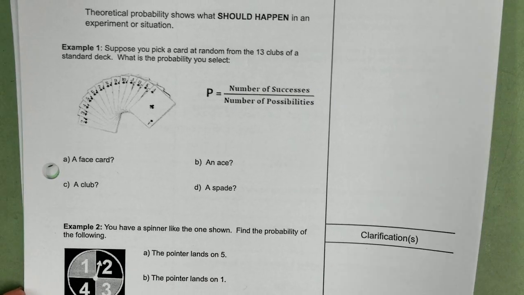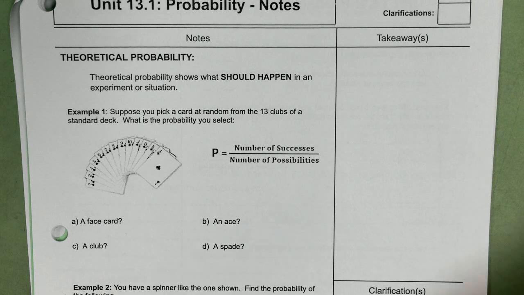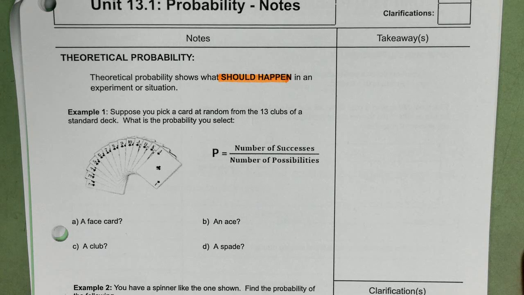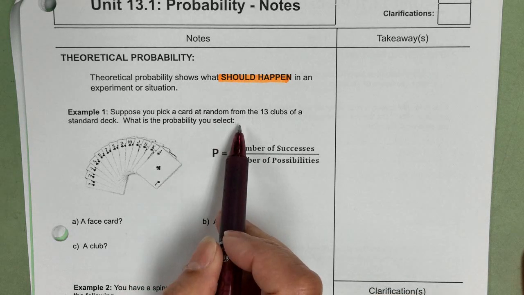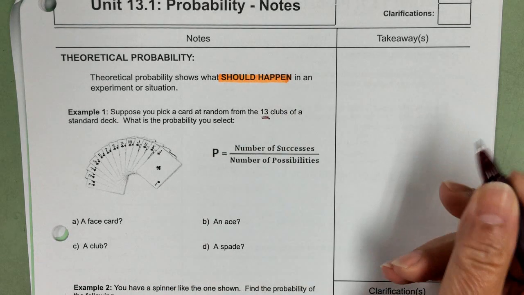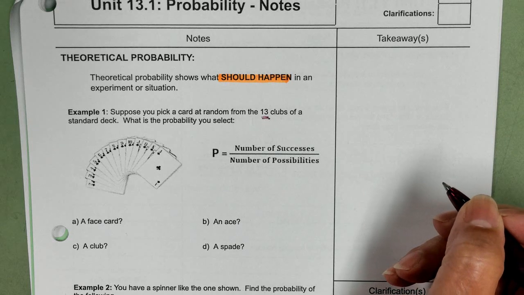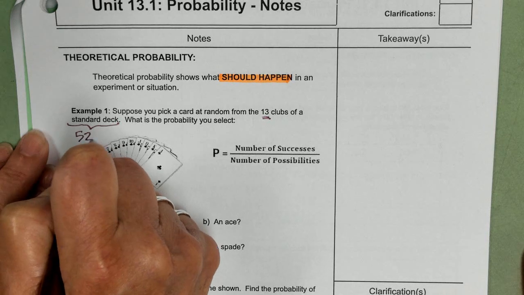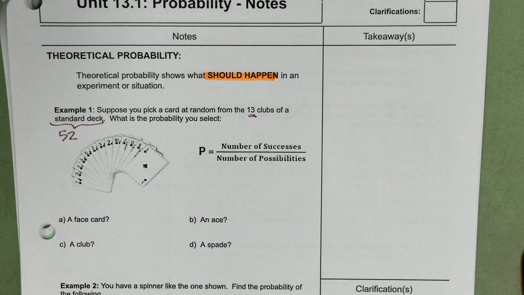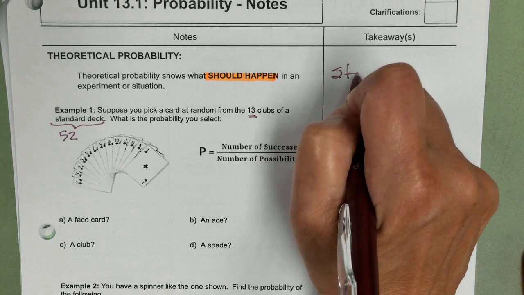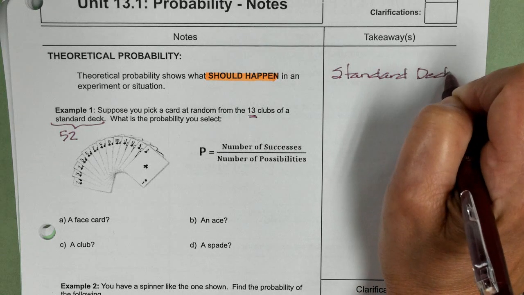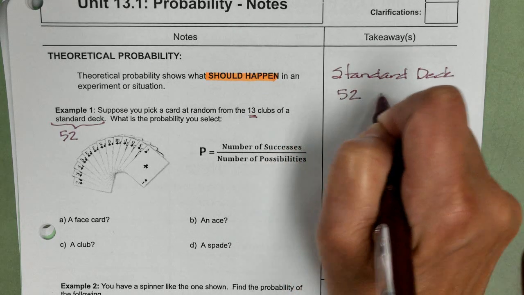So let's work through some theoretical probabilities. Theoretical probability shows what should happen in an experiment or situation, in other words, in an ideal world. So, in our first example, we pick a card at random from the 13 clubs of a standard deck. For those of you who are not familiar with how many cards are in a standard deck, there are 52 cards in a standard deck. In fact, let me break this down. In a standard deck, there's a total of 52 cards.